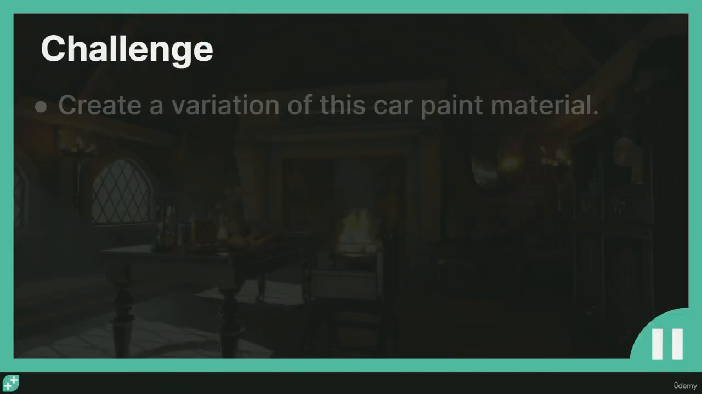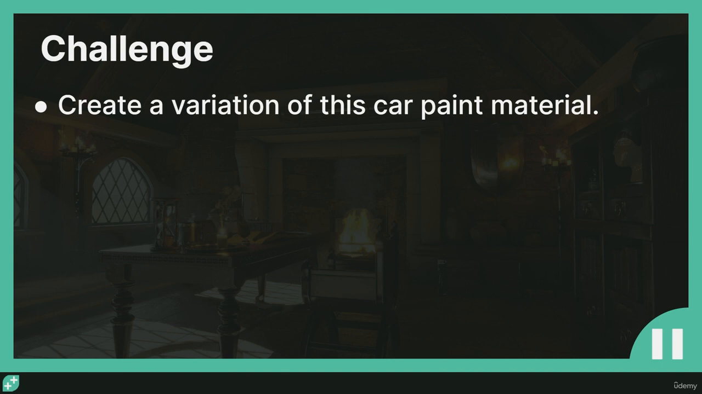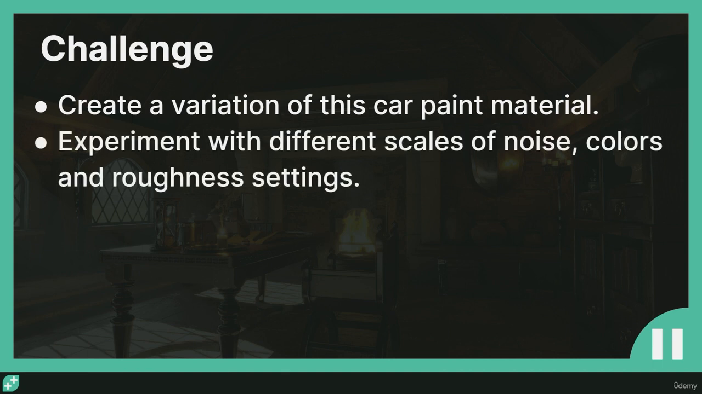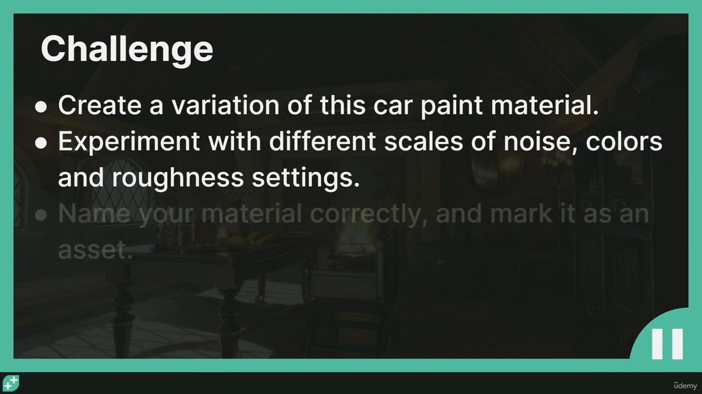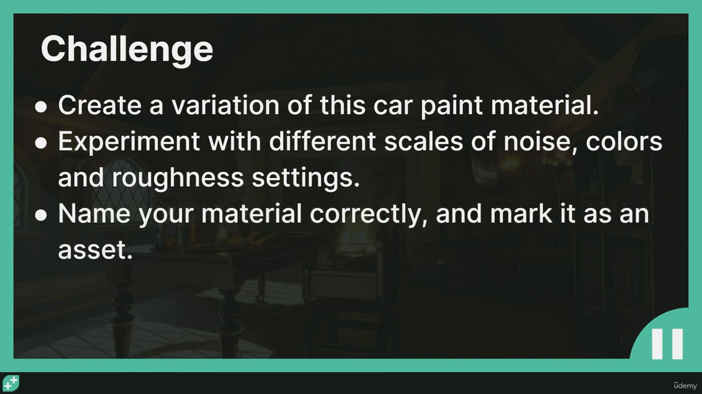Okay, challenge time. In this video, I want you to create a variation of this car paint material. Your variation could be to do with the colour of the paint, the size of the noise, the size of the gold flakes, how many gold flakes there are, the roughness settings, the specular settings. There's a whole number of different settings you could tweak, and I just want you to experiment and see what you can come up with. Remember to name your material correctly and mark it as an asset, because you don't want to lose any of these materials. So pause the video and have a go at that.